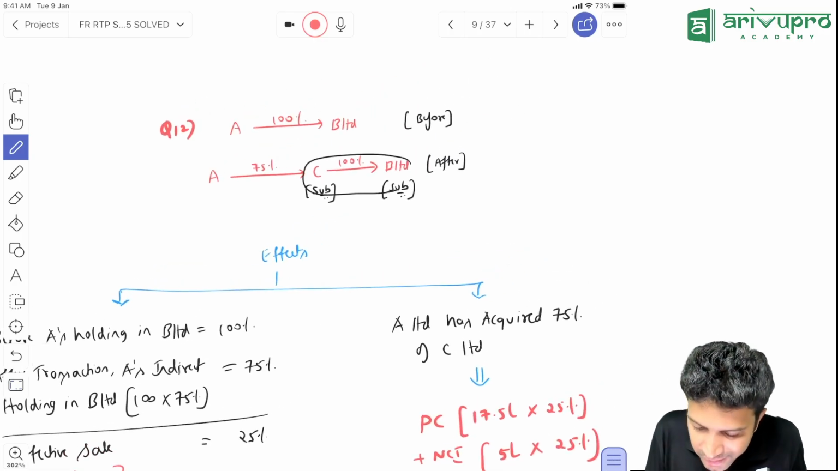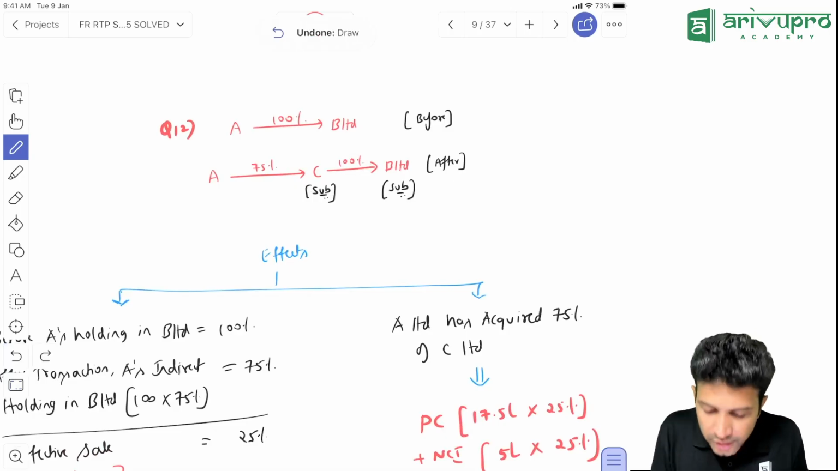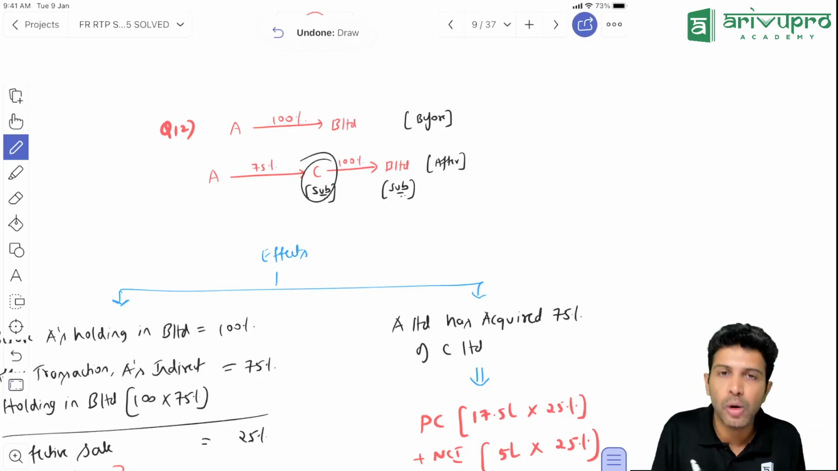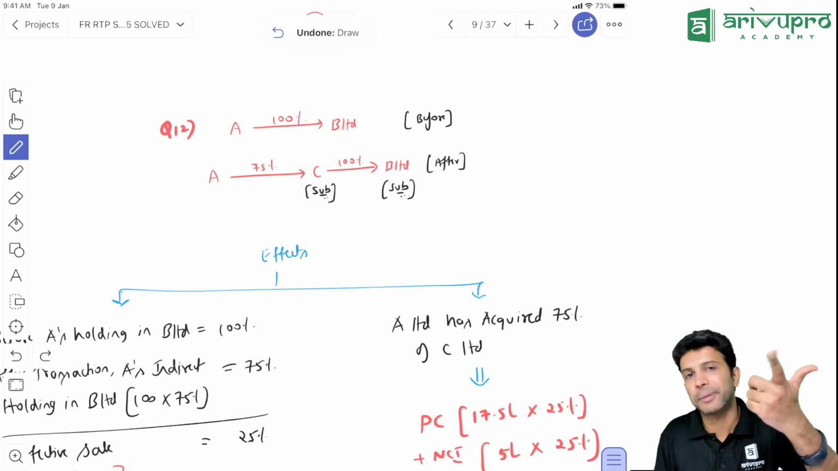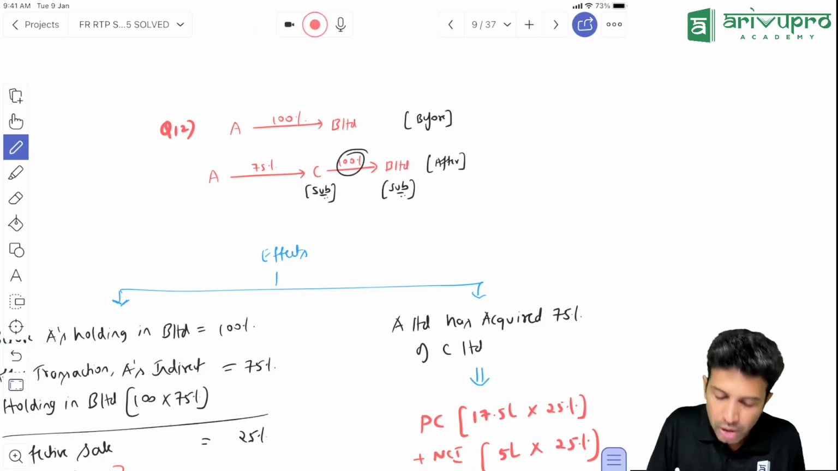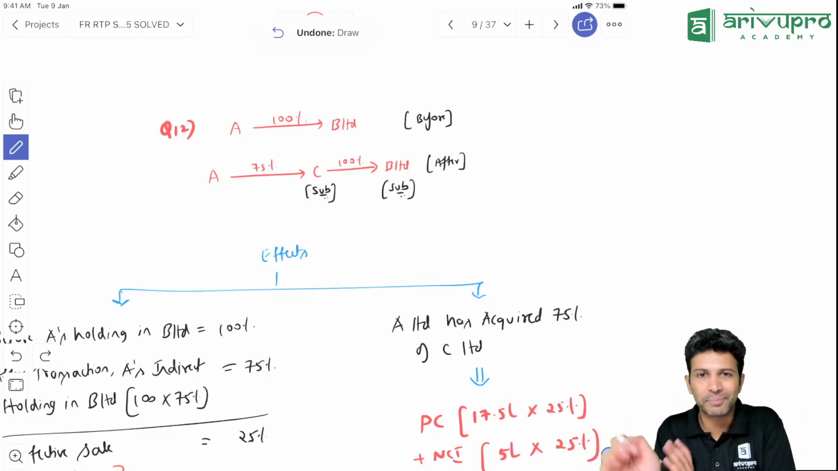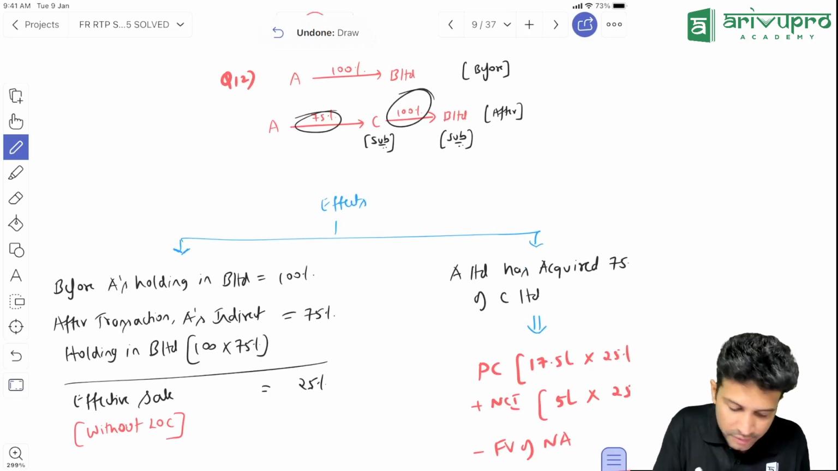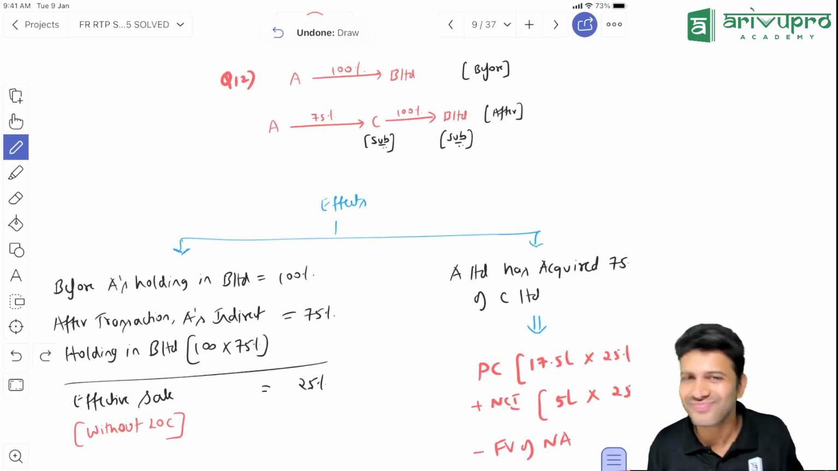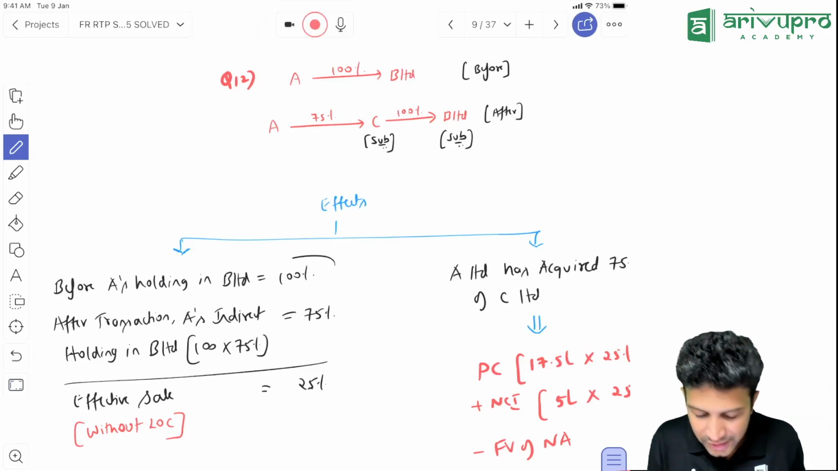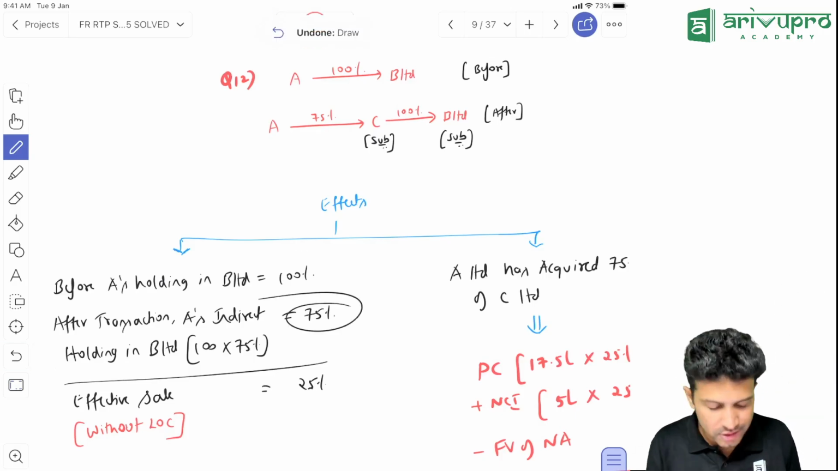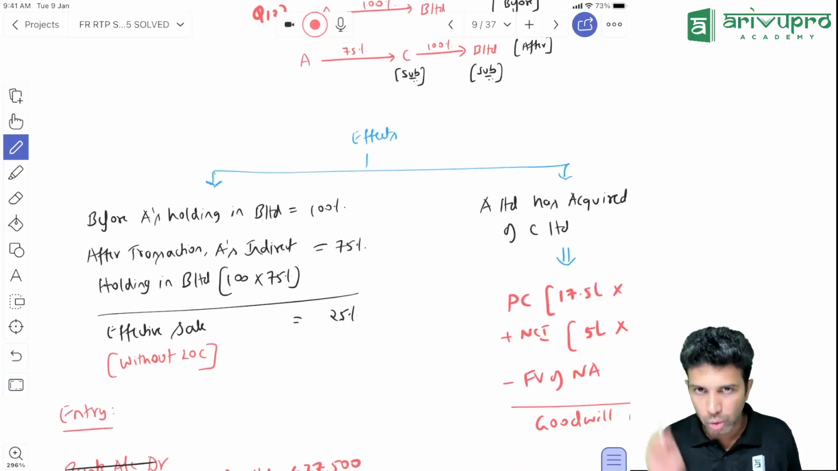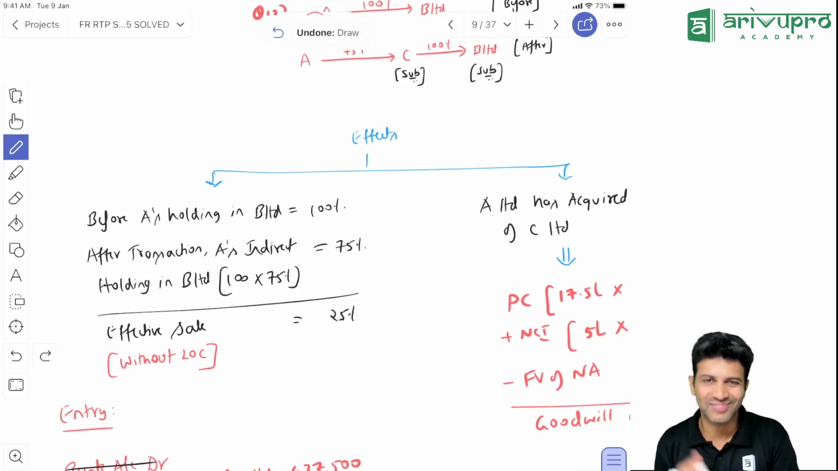B's shares are held by C, to what extent? 100%. Does 100% of C belong to A? No, only 75%. So whatever C owns, 75% of that belongs to A. If C owns 100% of B, of that 75% belongs to A only. That means A's effective shareholding percentage in B will be 75% of 100, which is 75%. So before this transaction, A had 100%. Now after this transaction, they have only 75%. So essentially, A has sold 25% stake to C.